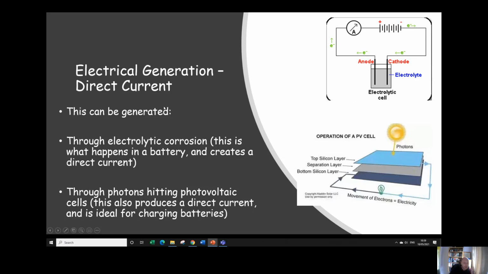That would create a direct current because all the electrons are flowing one direction, whereas with an alternating current, the electrons change direction very rapidly. Another way that our direct current can be generated is through light hitting a photovoltaic cell, and that causes the electrons to flow from the more negative side towards the more positive side.